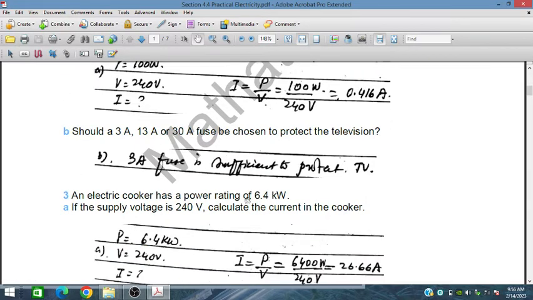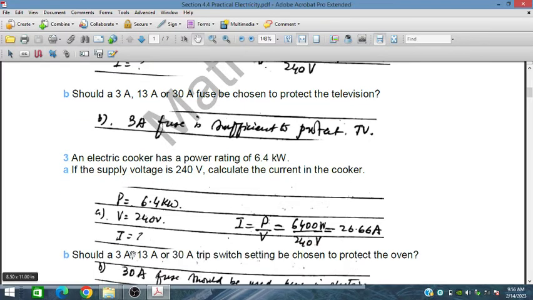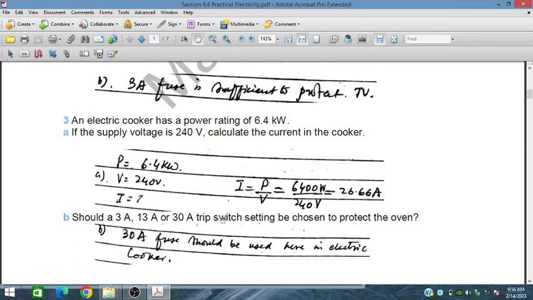An electric cooker has a power rating of 6.4 kilowatt. If the supply voltage is 240 volt, calculate the current in the cooker. The power is 6400 watt because this is 6.4 kilowatt, multiplying by 1000 to convert kilowatt into watt, divided by 240. So we have 26.66 ampere. So a 30 ampere fuse will be used for this electric cooker.